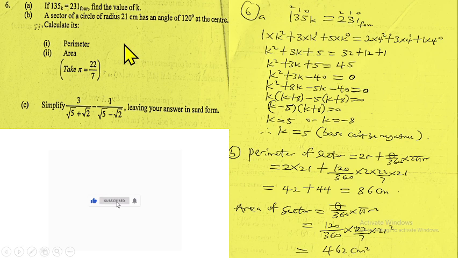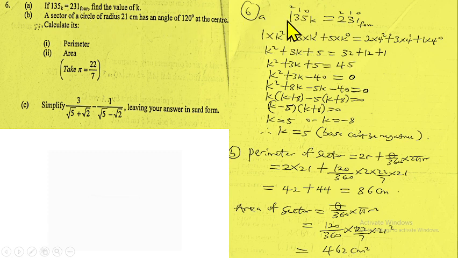So question number 6 is what you are seeing right now on the screen, and it's from number base. It says, if 135 base k is equal to 231 base 4, find the value of k. So we want to know the value of this base which is named k. And how do we do that?